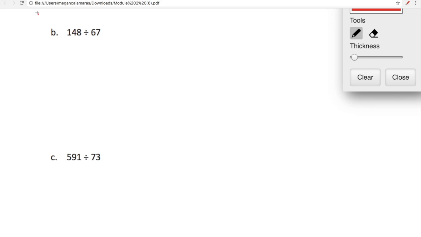Guys, here we are on this rainy Monday night. We are getting into lesson 21.